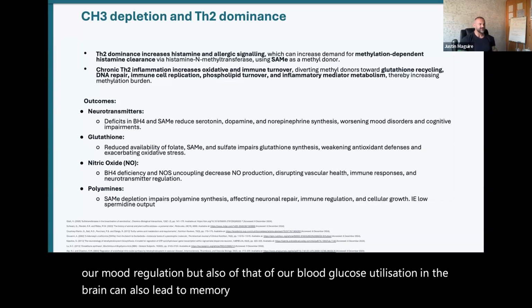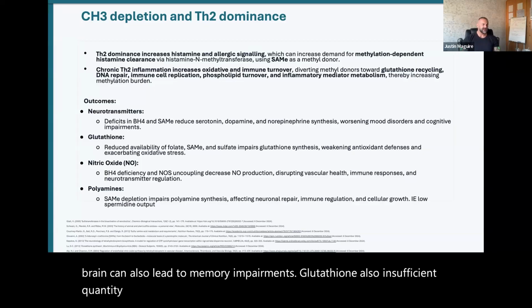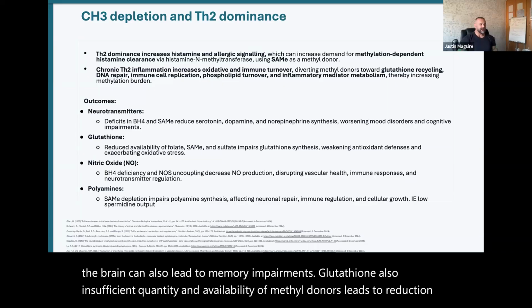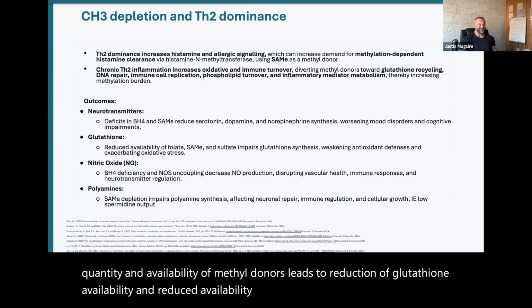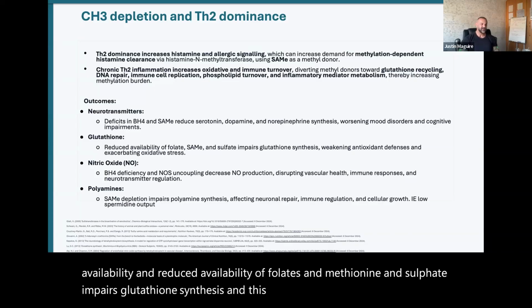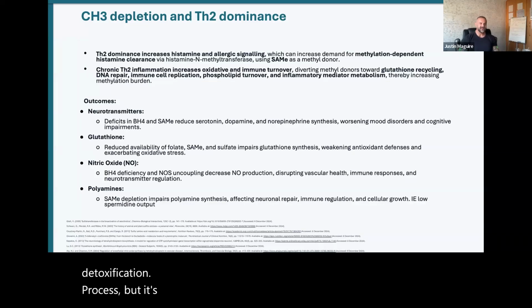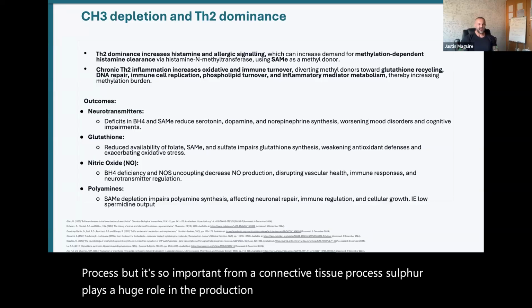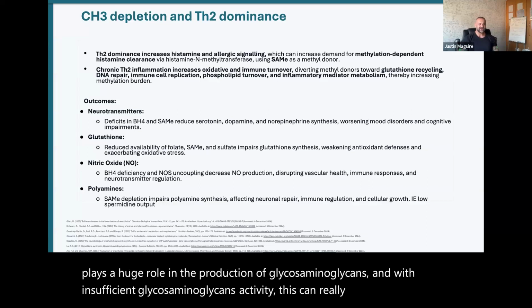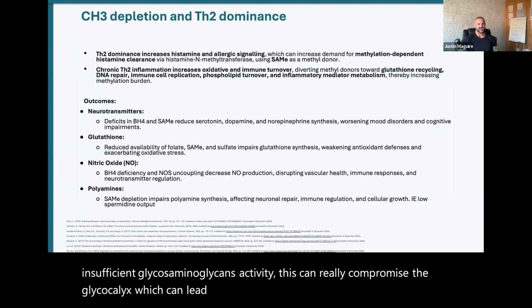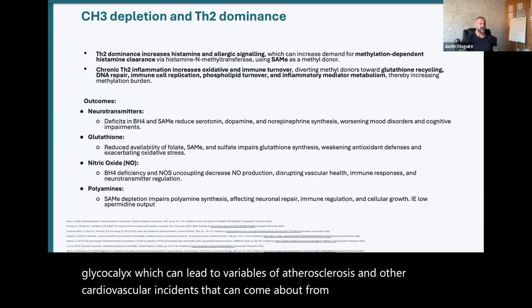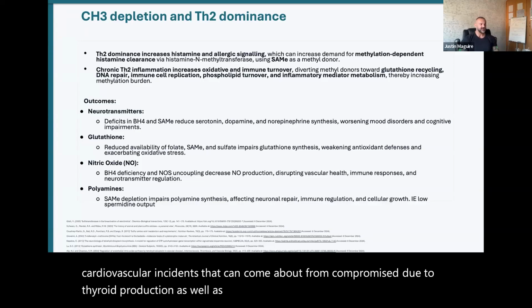Glutathione: insufficient quantity and availability of methyl donors leads to reduction of glutathione availability, and reduced availability of folates and S-adenosylmethionine and sulfate impairs glutathione synthesis. And this is not just important from a detoxification process, but also from a connective tissue process. Sulfur plays a huge role in the production of glycosaminoglycans. And with insufficient glycosaminoglycan activity, this can really compromise the glycocalyx, which can lead to atherosclerosis and other cardiovascular incidents that can come about from compromised glutathione production, as well as compromised sulfation or sulfur utilization.